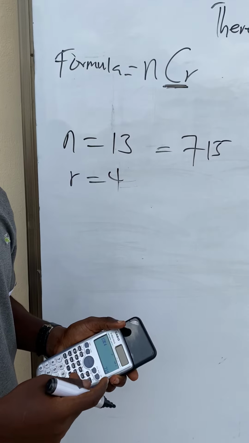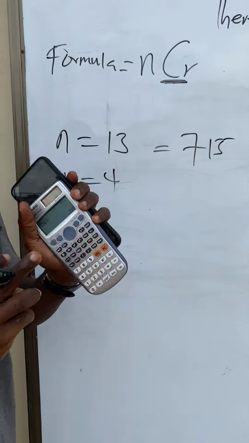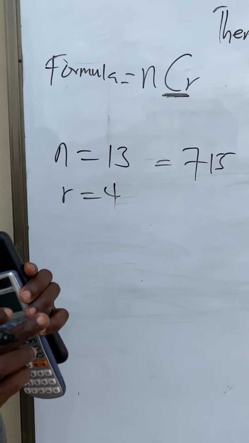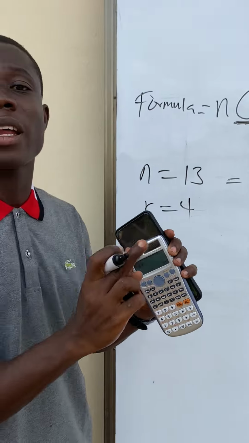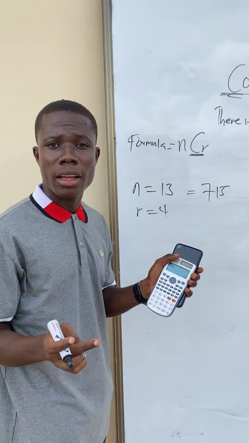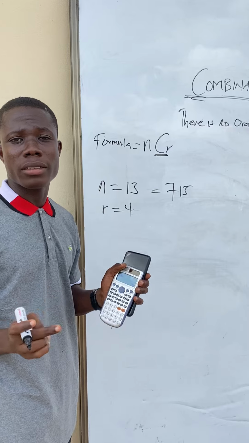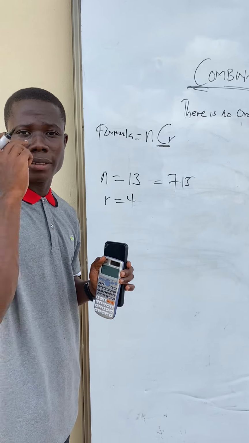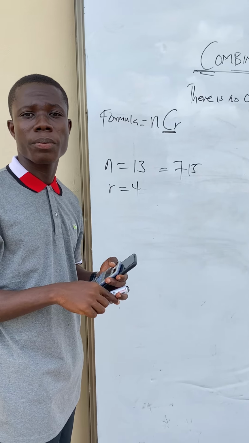That's all. So that is the difference between permutations and combinations. With permutations, there's an order. With combination, there is no order. Please, I hope we really get this section very well.